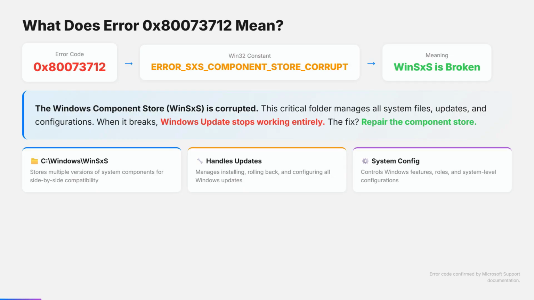0x80073712 translates to ERROR_SXS_COMPONENT_STORE_CORRUPT. In simple terms, the Windows component store located at C:\Windows\WinSxS is damaged. This folder manages all system files, updates, and configurations. When it breaks, Windows Update stops working entirely. The fix is to repair the component store.